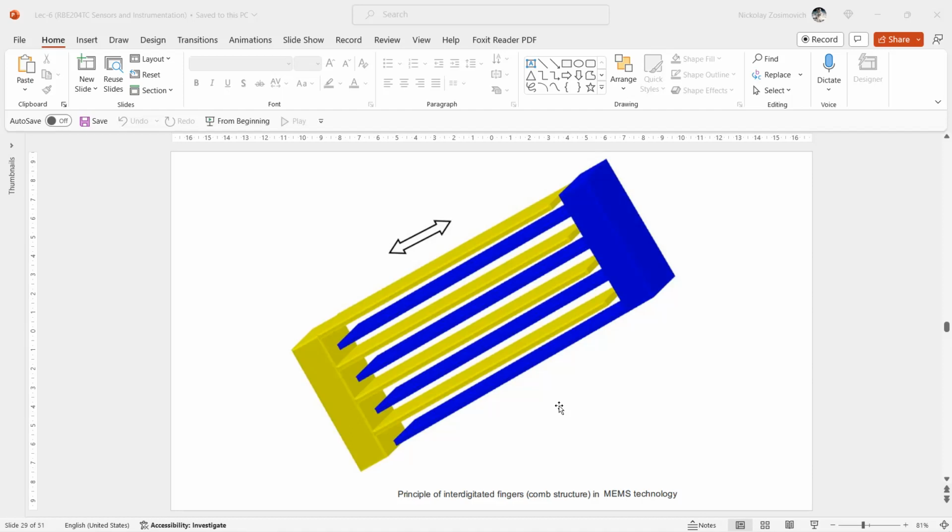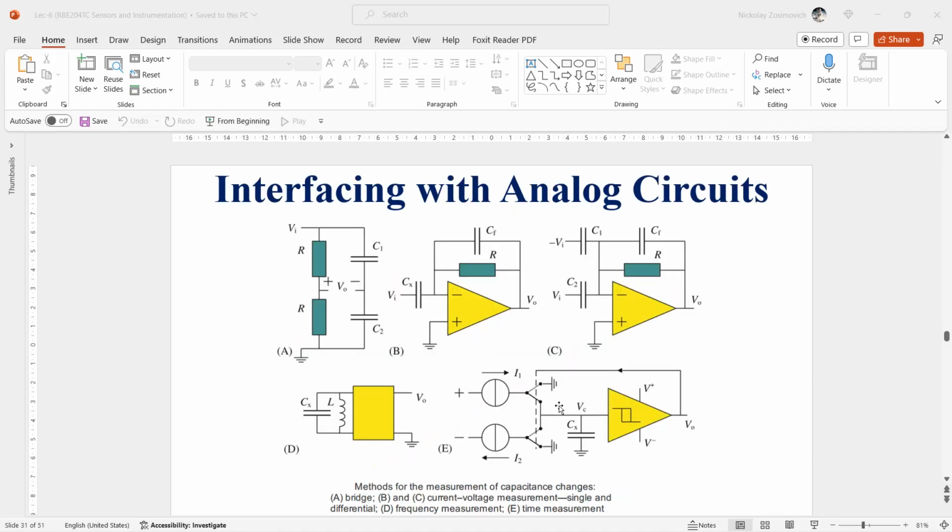When the two combs move relative to each other in the direction of the arrow, the effective surface area of the capacitor changes. The more fingers, the larger the surface area, and the higher the capacitance. Such structures and even more complicated configurations can be made using advanced MEMS technology. The same structure is also used for capacitive actuators, so-called comb drives.